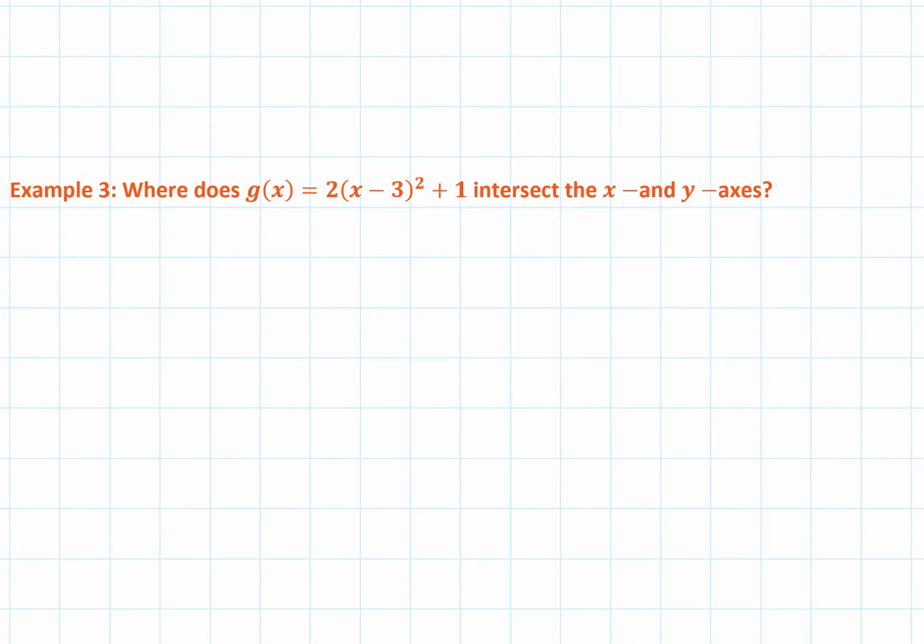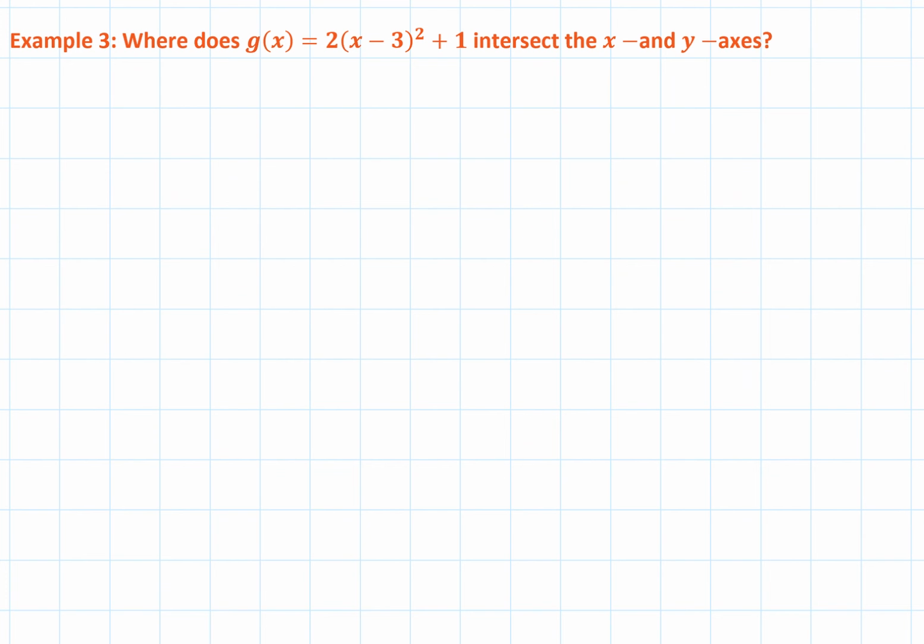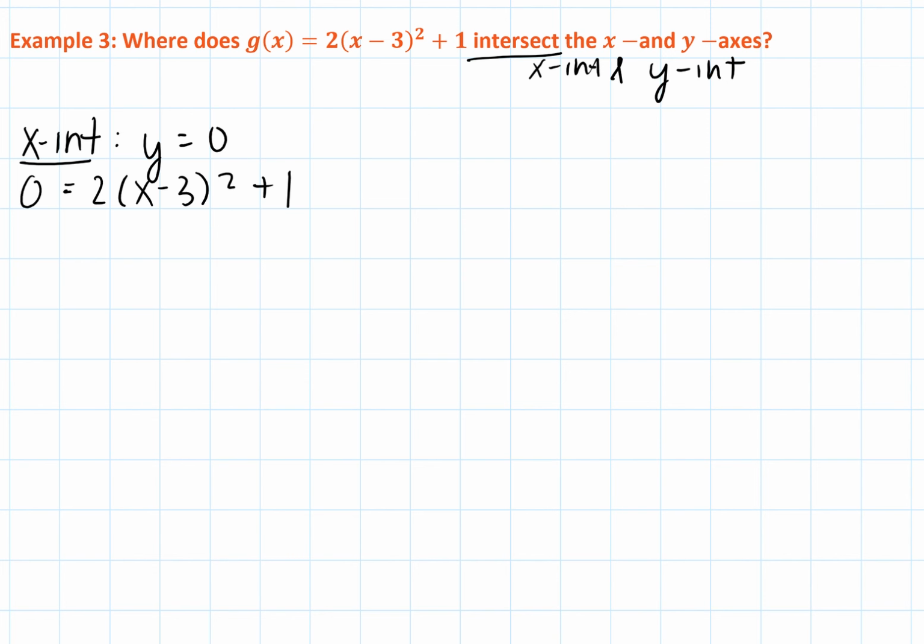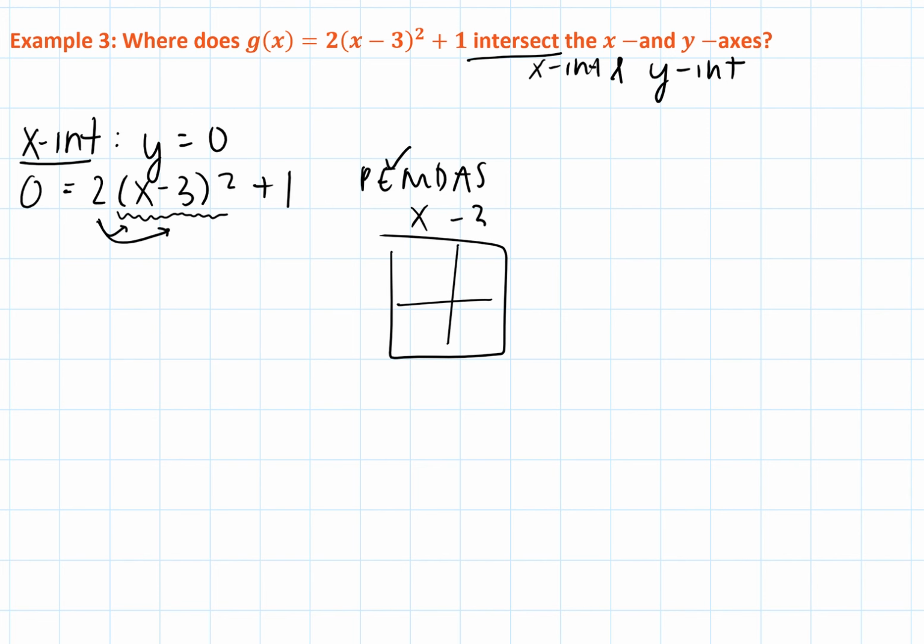Okay, let's take a look at one final example. Where does this function intersect the x and y axes? That's saying, what are the x-intercepts and y-intercepts? So again, to find x-intercepts, we set y equal to 0. We haven't been solving equations in this form much, so let's walk this through carefully. My order of operations, PEMDAS, tells me that before distributing or multiplying the 2, I should take care of the exponents. So let's deal with that (x minus 3) squared, or x minus 3 times x minus 3 first.